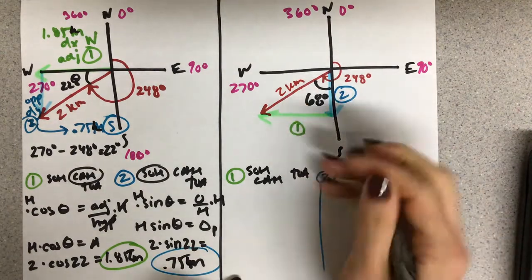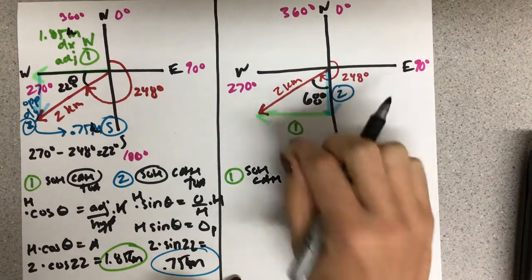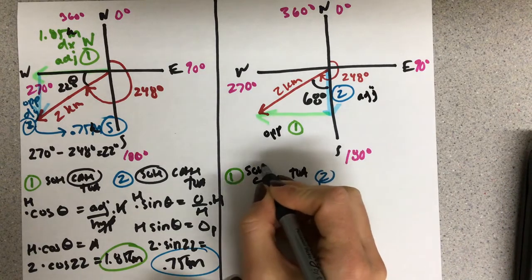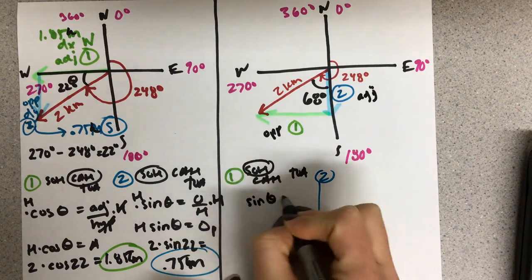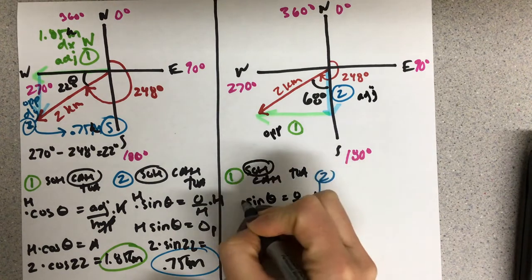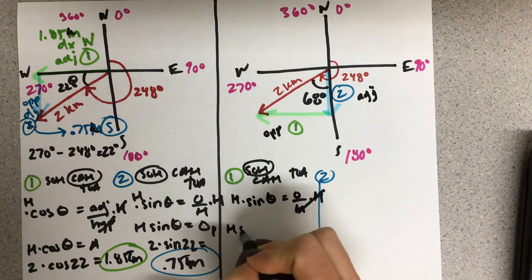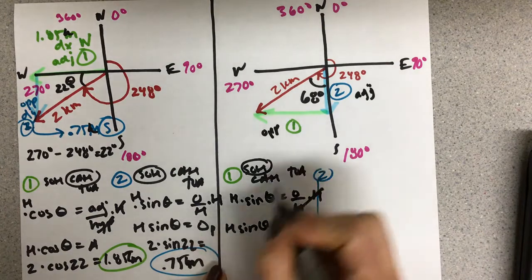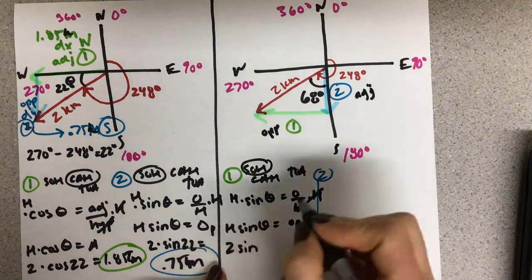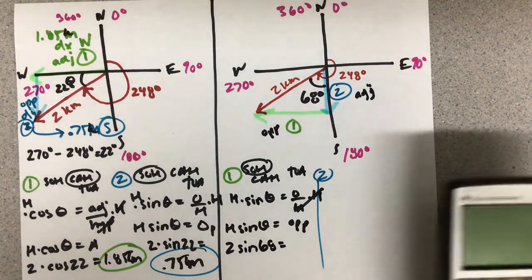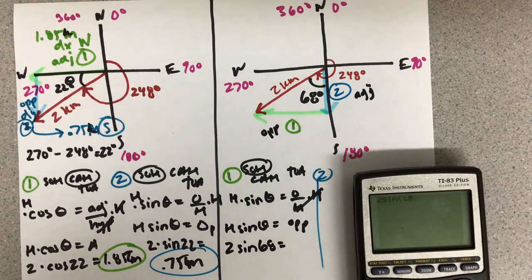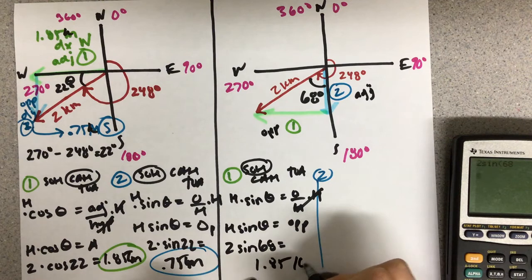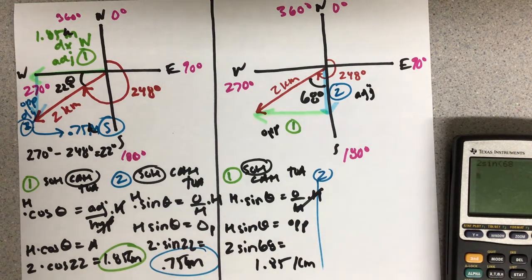Okay, so 2 kilometers. I have the angle, and I'm trying to figure out 1, and I have the hypotenuse. So this is my opposite. This is my adjacent. Okay, so I'm going to use opposite, I'm going to use sine. So the sine of theta equals opposite over hypotenuse. Multiply by hypotenuse, cancel. H times the sine of theta equals my opposite. Okay, so now my opposite is 2 times the sine of 68. So here we go. 2 times the sine of 68, and I get 1.85 kilometers. Aha! It's the exact same thing as we got last time.